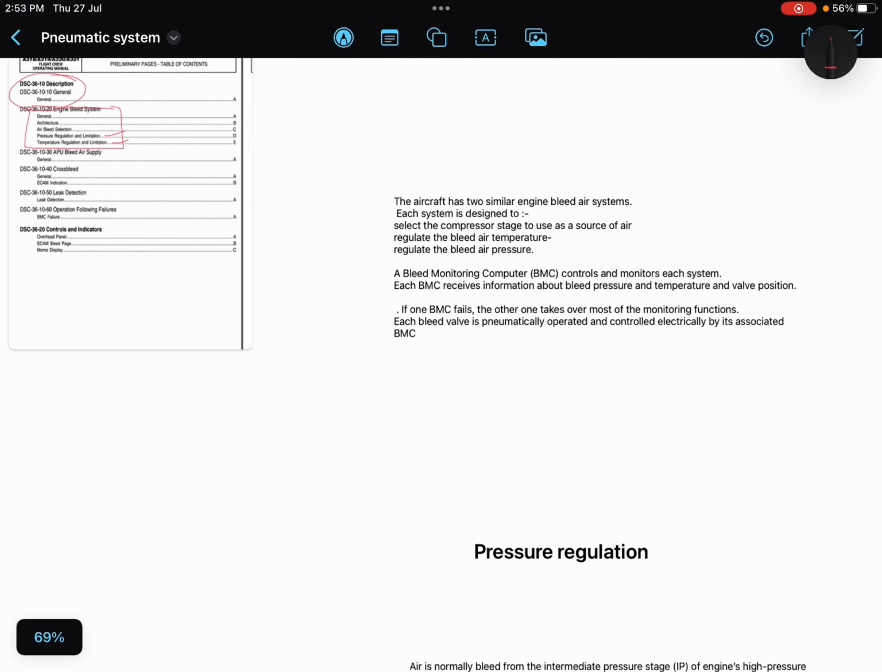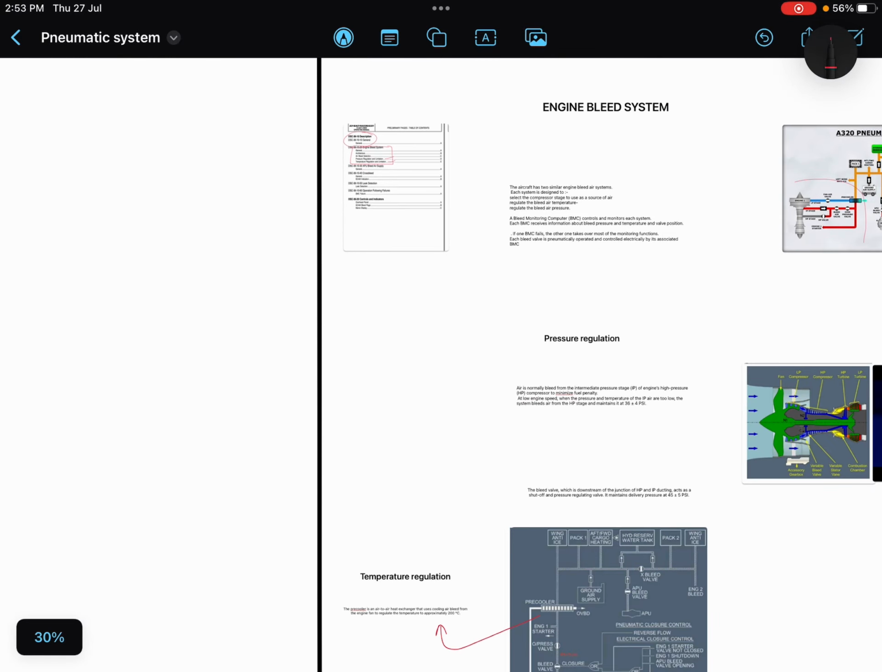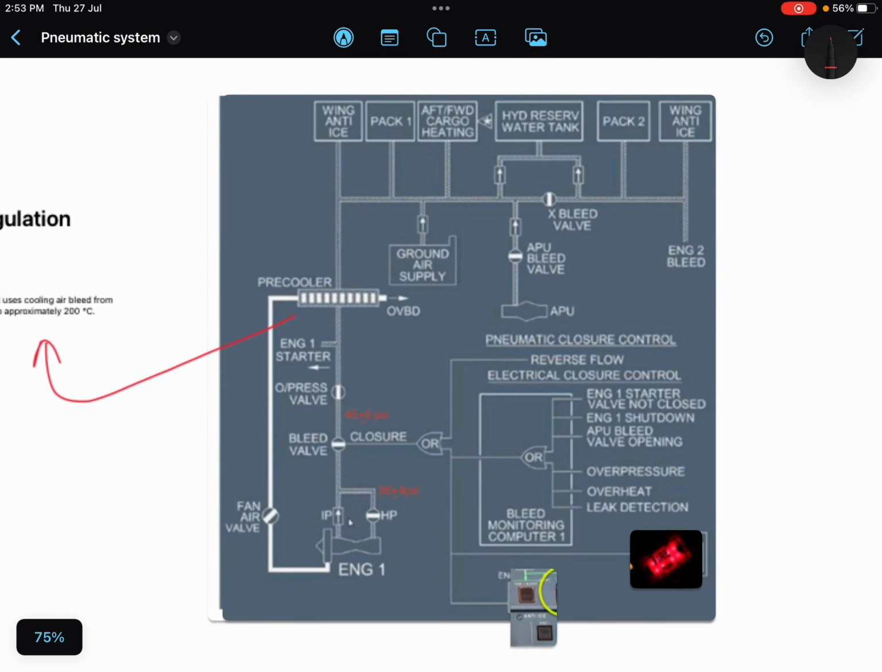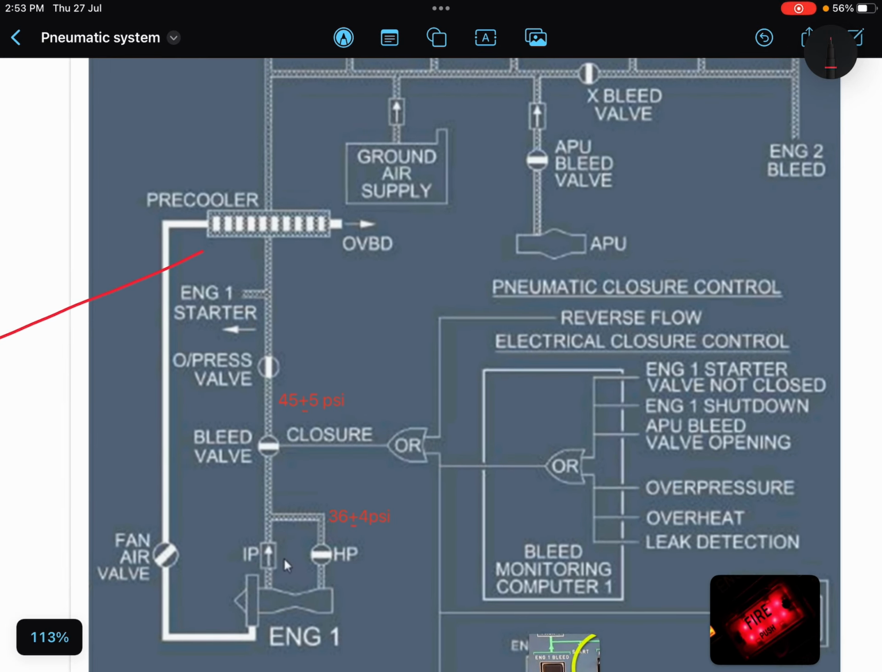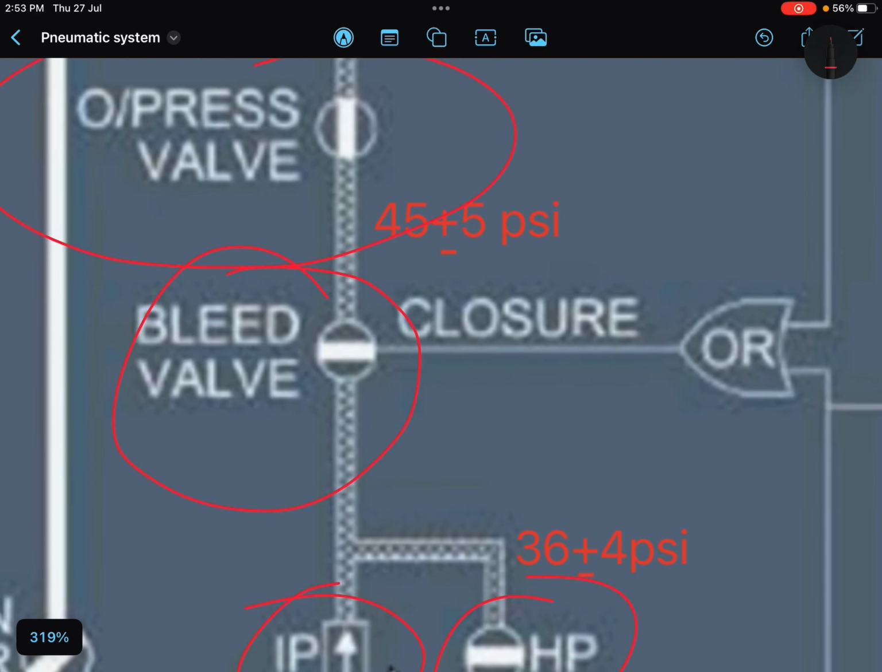Now these bleed valves, this is a schematic diagram. We have HP or IP valves, we have bleed valve, overpressure valves. All are very important, but among all these, bleed valve is the most important valve.